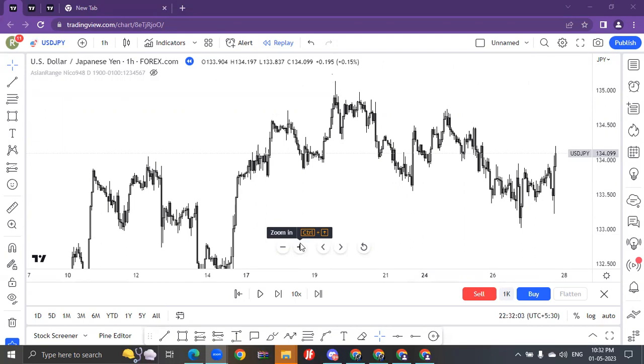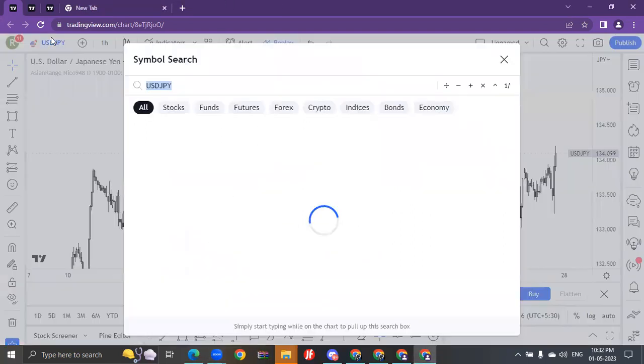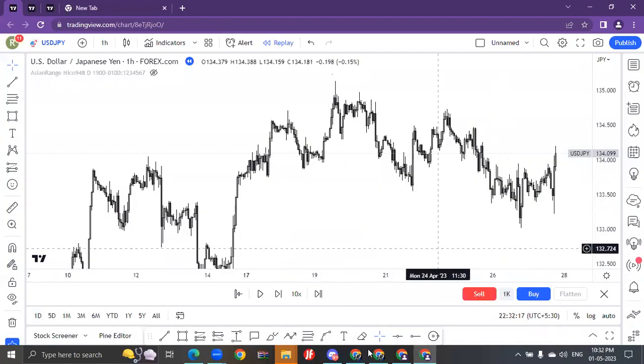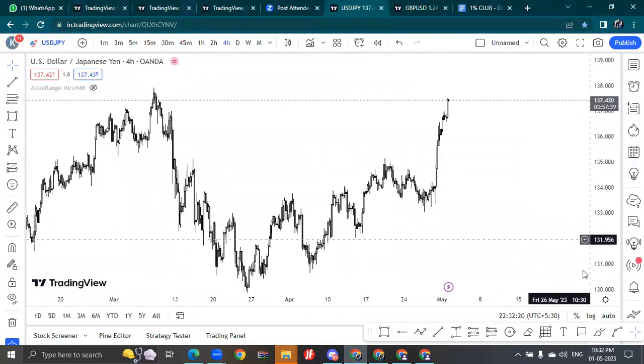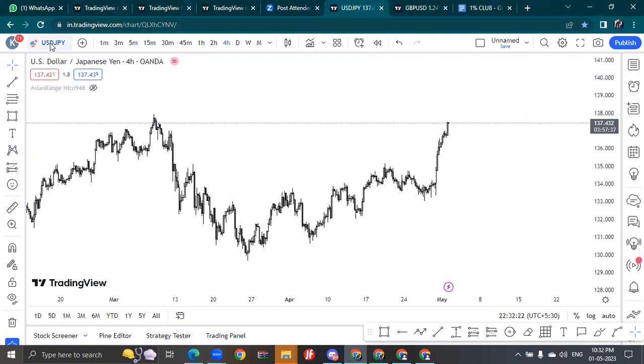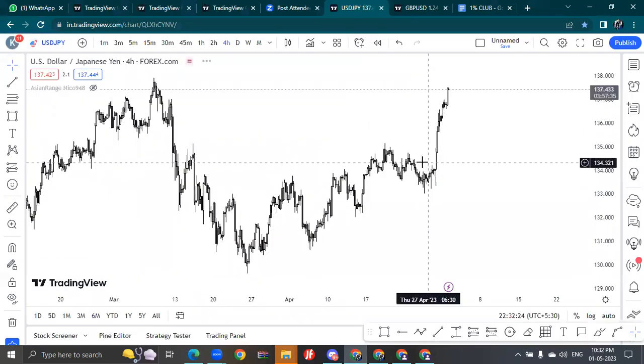I didn't get any interest today because I was looking only at USD JPY overall. So from top to down, okay, what's happening? I'll share this analysis in the group. We are very near to the target.